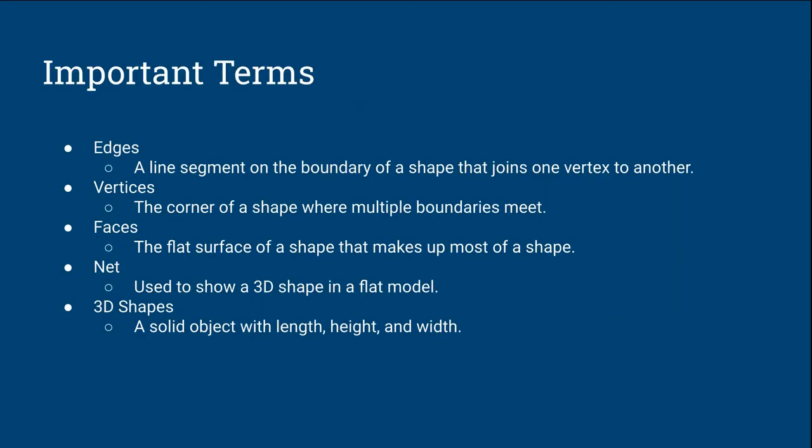So some important terms to keep in mind are edges. They're line segments on the boundary of a shape that join one vertex to another. Vertices are the corners of a shape where multiple boundaries meet. Faces are the flat surfaces of a shape that make up most of the shape. The net is used to show a 3D shape in a flat model. And 3D shapes are solid objects that have all three dimensions: length, height, and width.